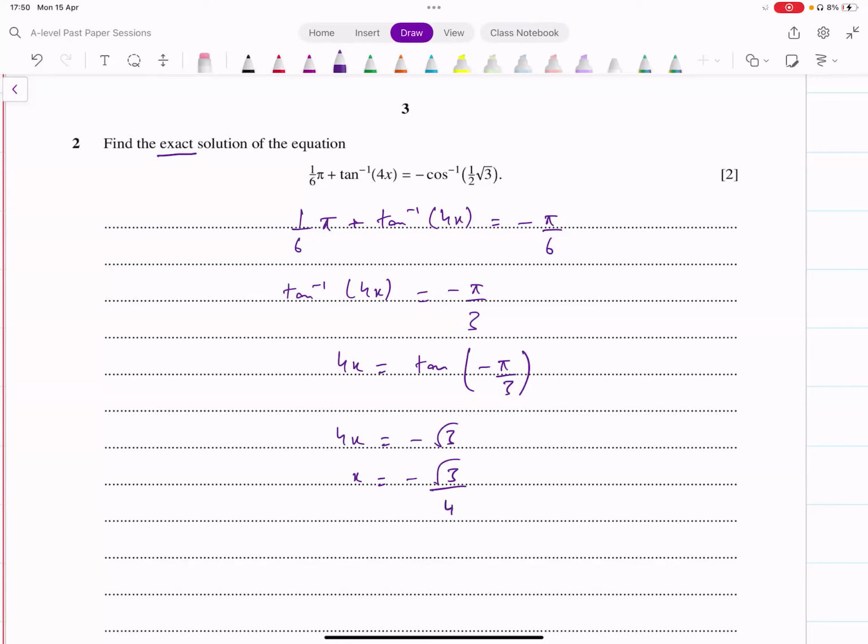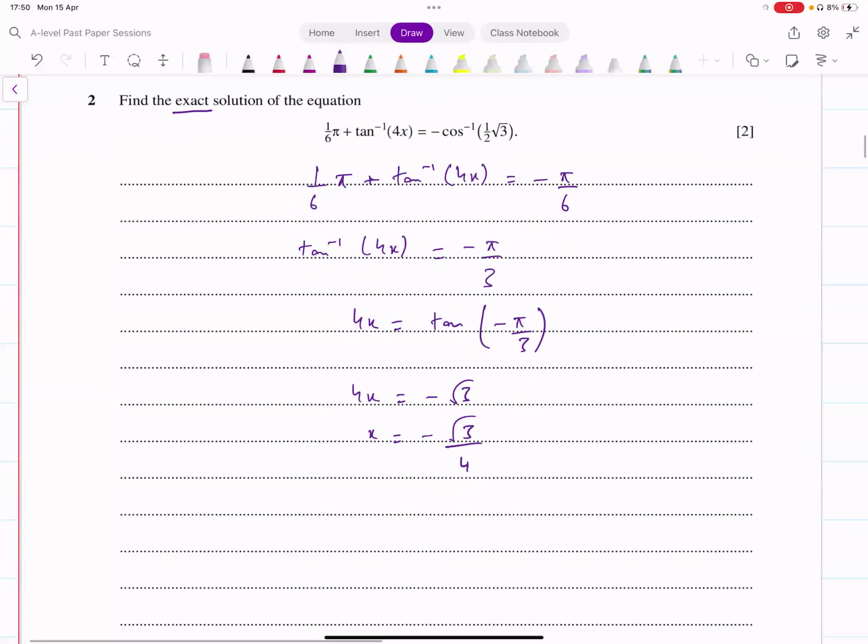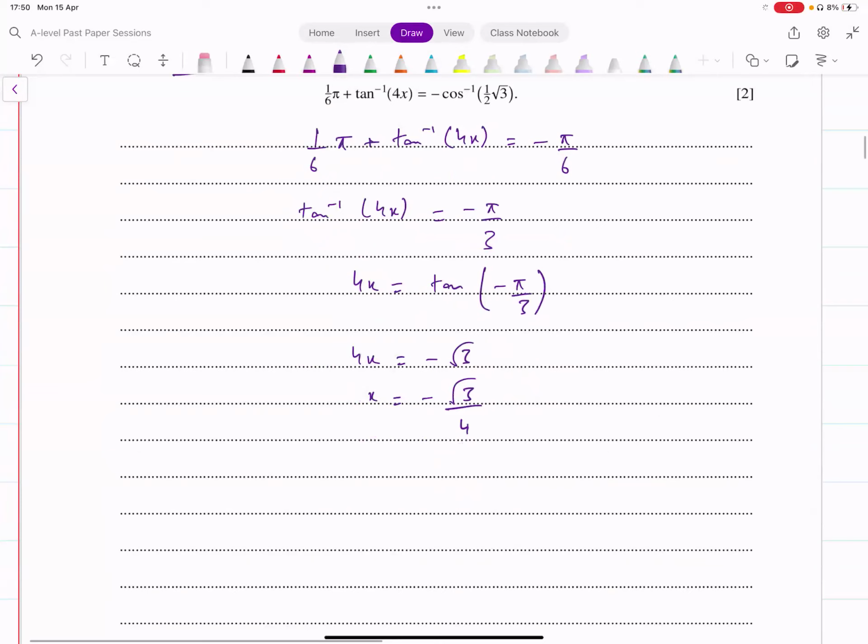Does that make sense? Any problem with this? If you have any questions, make sure to raise your hand and I'll ask you to speak then. If not, we're just going to move on now. Let's look at the next one.